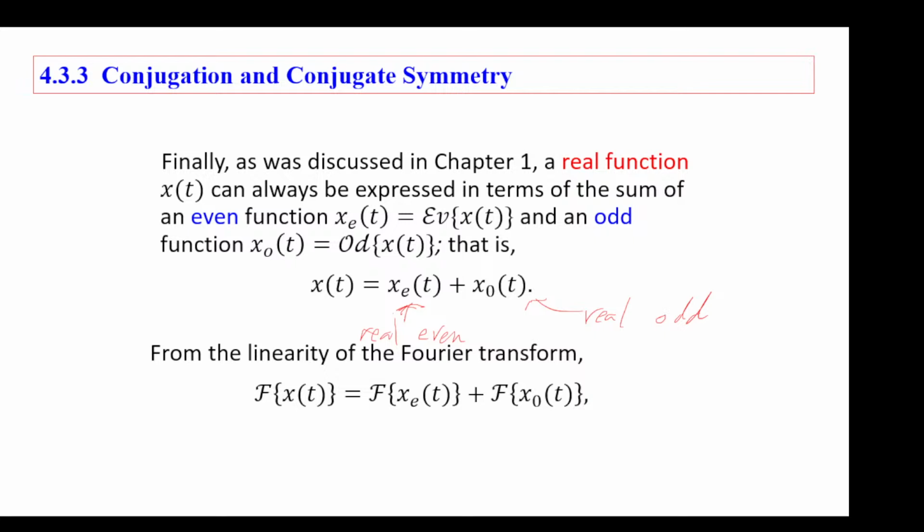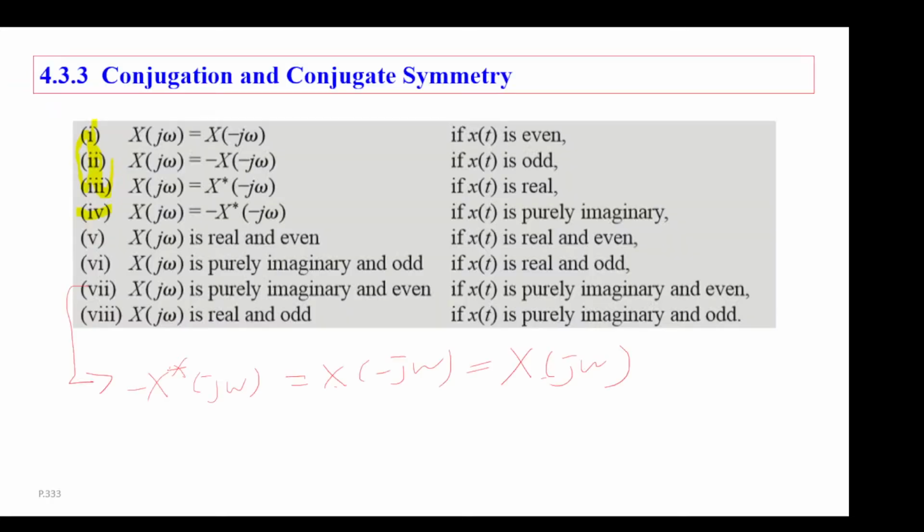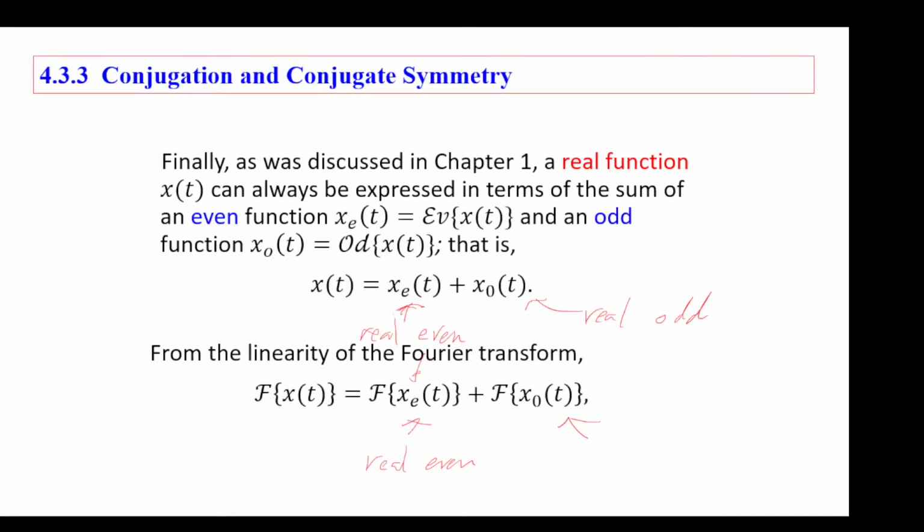The even part is real and even, and the odd part is real and odd. When you do the Fourier transform on x of t, by linearity, it equals the Fourier transform of the even part plus the Fourier transform of the odd part. As we said, the even part is real and even, so its Fourier transform is also real and even. For the odd part, we can go back to the table: if x is real and odd, then X of j omega is imaginary and odd.